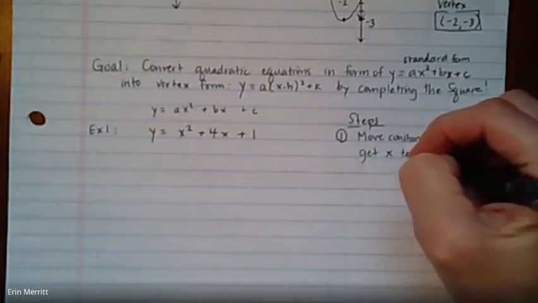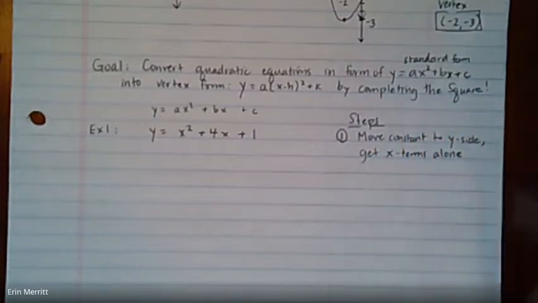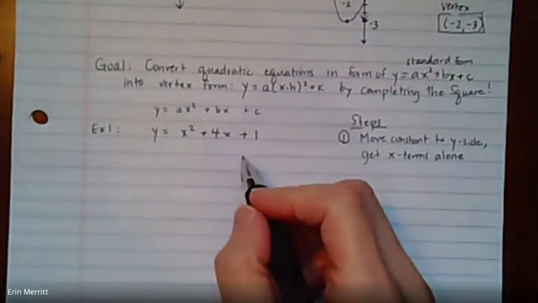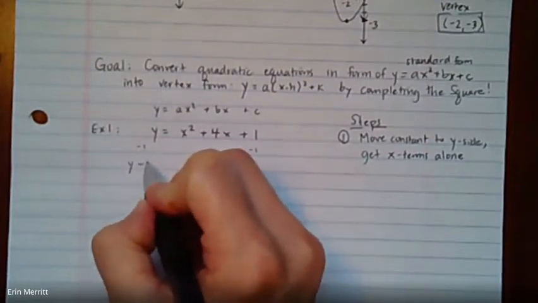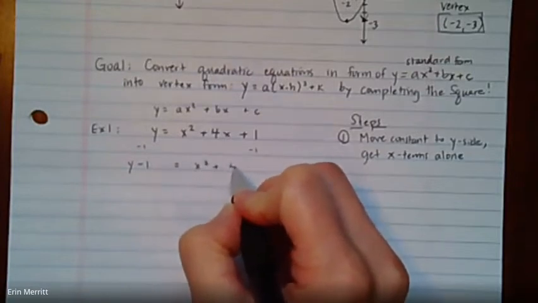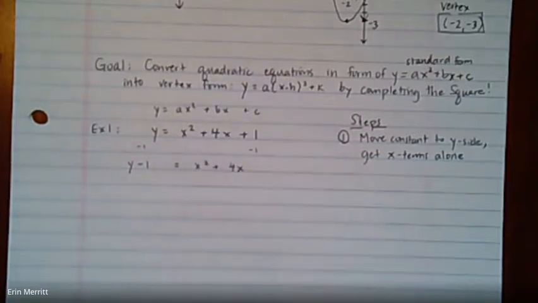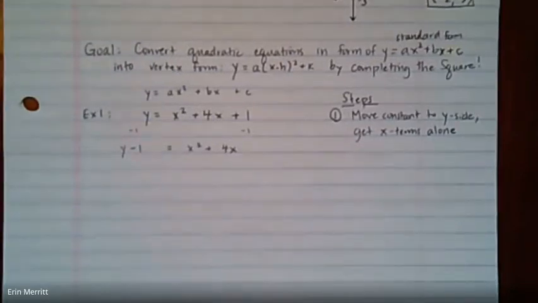So get the x terms alone. All right, all that means is we're just going to subtract the 1 over. So we're going to get y minus 1 equals x squared plus 4x by itself. So there's the first part, right? Here is how we get it into this form. And this is the actual completing the square step.